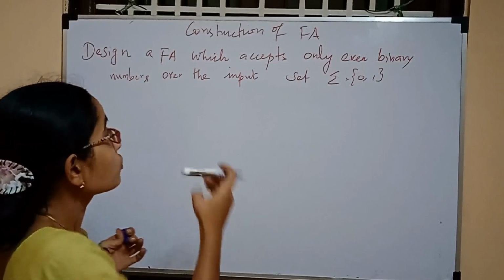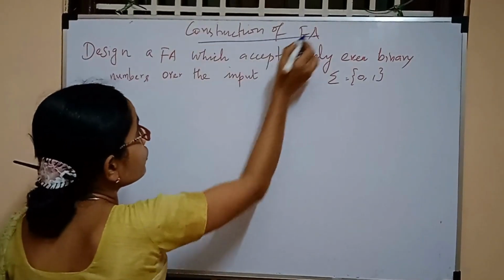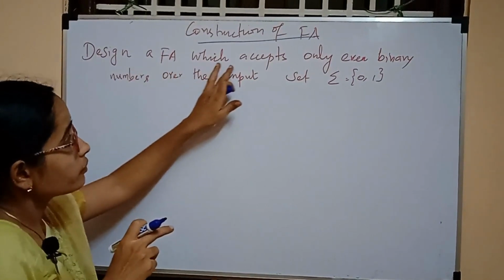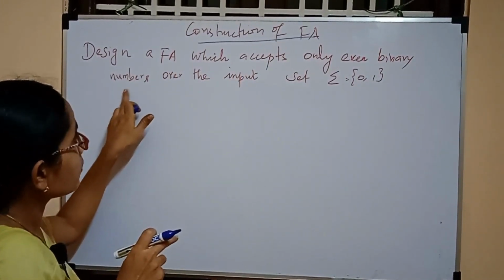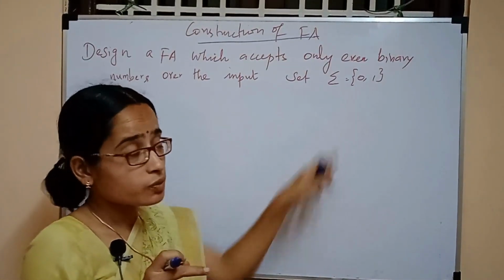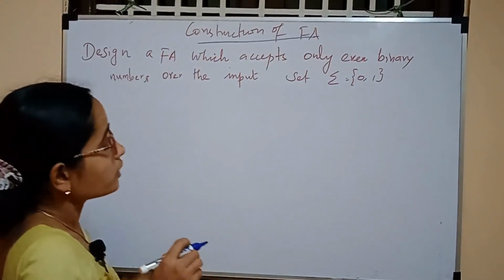Okay. So today again we are going to discuss one problem. We have to design a finite automata which accepts only even binary numbers over the input set sigma {0, 1}. This is the problem statement. Okay, try to understand what they are asking.